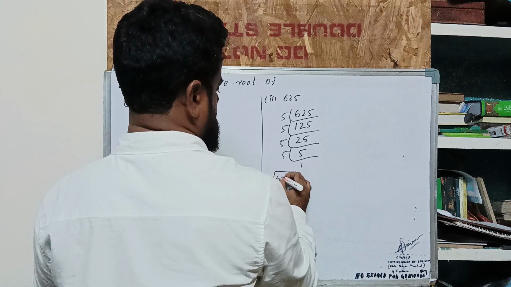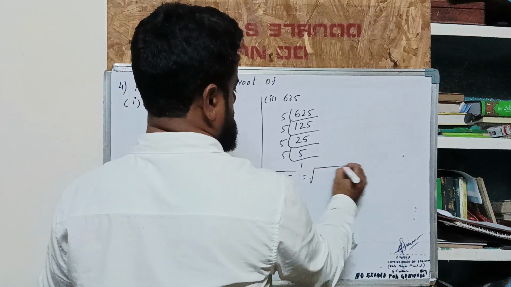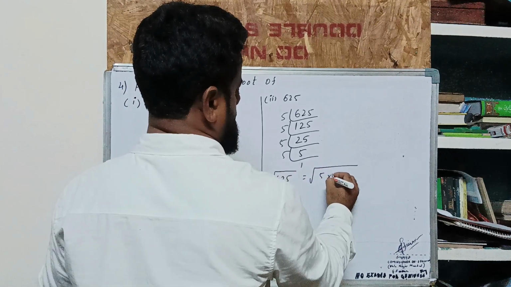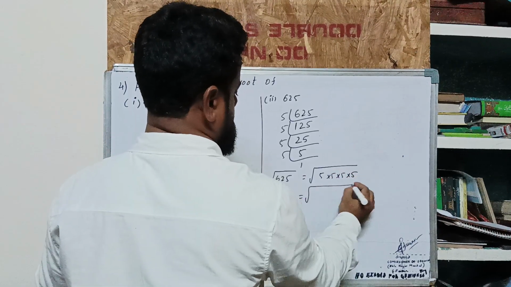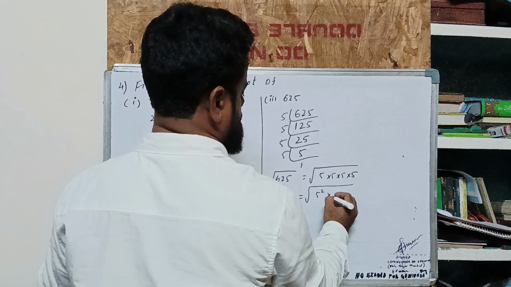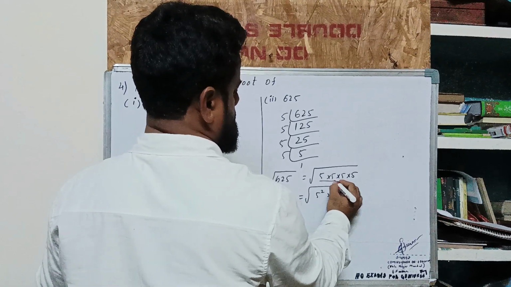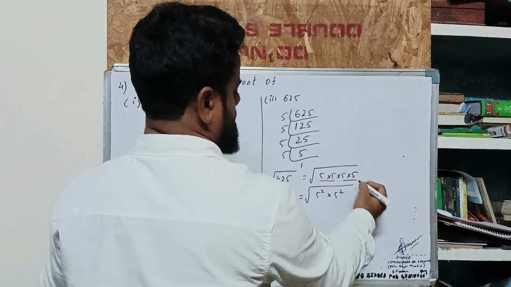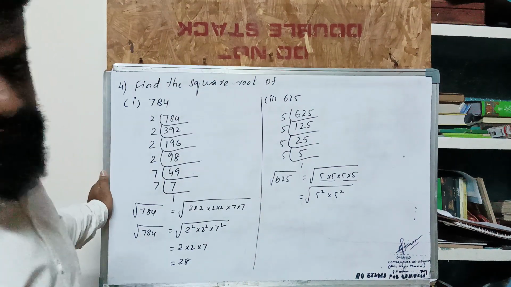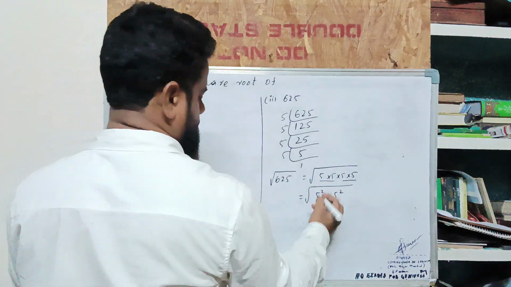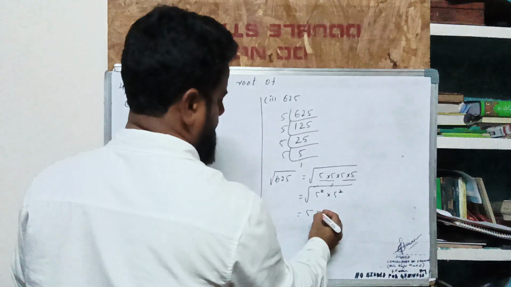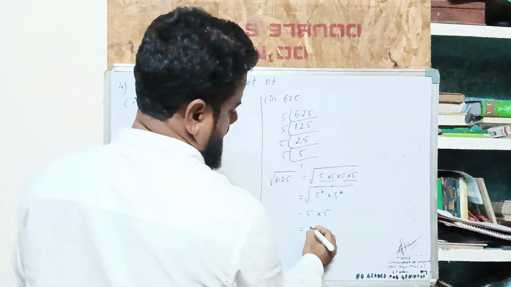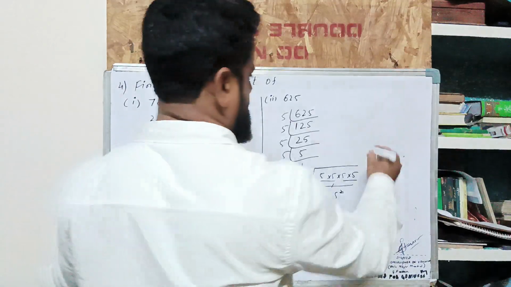So the square root of 625 is equal to the square root of 5 into 5 into 5 into 5. So that is the square root of 5 square into 5 square. 5 into 5, 5 square. 5 into 5, 5 square. So the square cancels the root. So we will be left with 5 into 5. So 5 into 5 is 25.